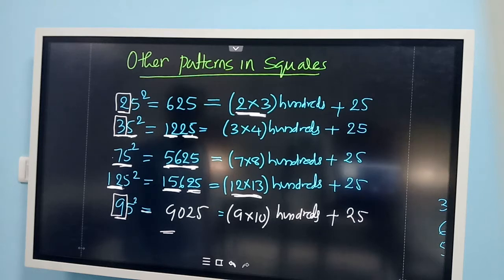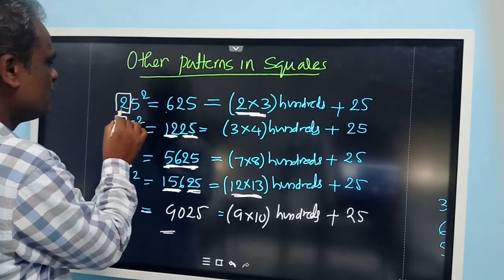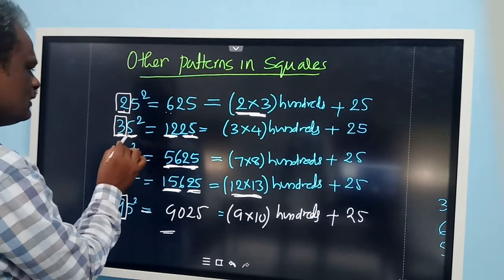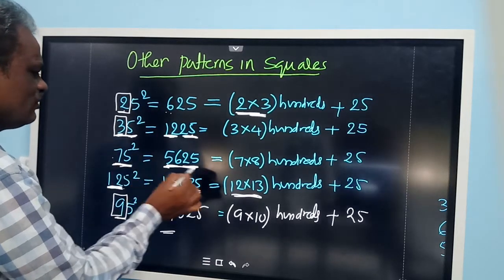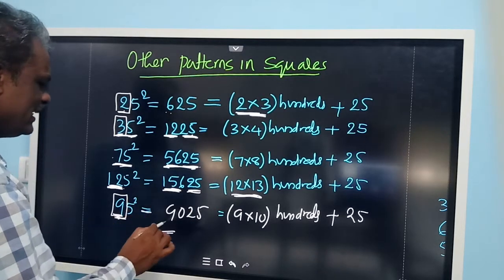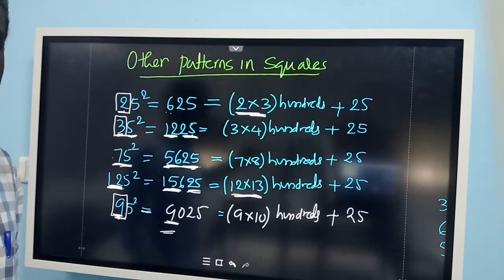Okay. Verify that one by multiplying here. While multiplying, see 6 in 2 into 3, 6, then 25, 3 into 4, 12, then 25, 7 into 8, 56, 25, 12 into 30, 156, 25, 9 into 10, 90, plus 25, 90 and 25 together you have to write, that much only.